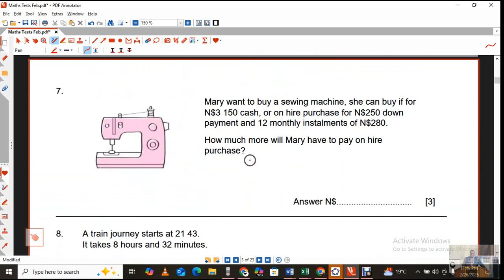Right, question 7. Mary wanted to buy a sewing machine, so I put a picture of a sewing machine for you so that you can know what it is. Okay, that's the only reason I put that picture there. She can buy it for 3,150 cash, but if she wants to buy it on hire purchase, she has to put down a 250 deposit, a down payment, and then she needs to pay 12 monthly installments of $280. This is what she is paying on HP, hire purchase.